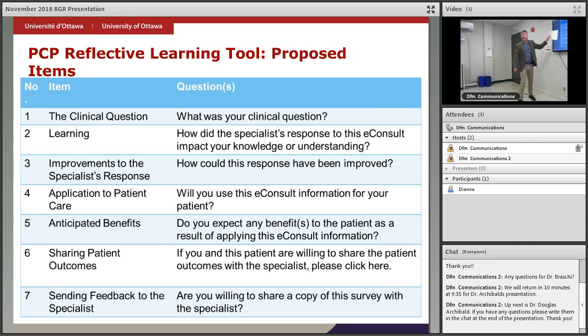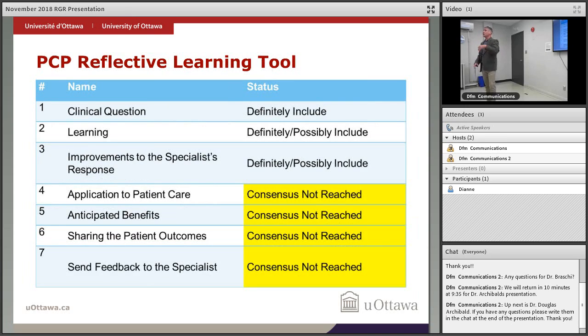So actually there's only 7 items on it. Some of these items are detailed, but it actually takes you through the learning process, what the question is, what the learning is from it. This is the feedback portion: improvements to the specialist response, application to patient care, anticipated benefits, shared patient outcomes, and then sending the feedback back to the specialist. And this was an important element, because often from the specialist point of view, they don't know what actually happened to the patient. So this is a possibility of closing the loop.